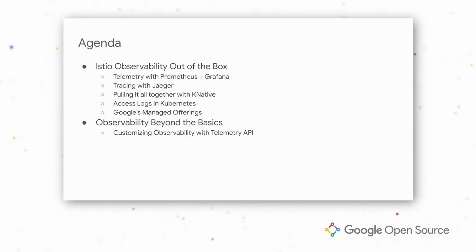We're going to take all of that and pull it together with Kiali, which is going to give us great insights into the way that our services relate to one another, and cover a little bit about how to look at access logs in Kubernetes as well. Then we'll talk about Google's managed offerings for each of these services, before moving on to ways to configure Istio beyond its out-of-the-box telemetry and observability configurations for a little bit more control over what happens.